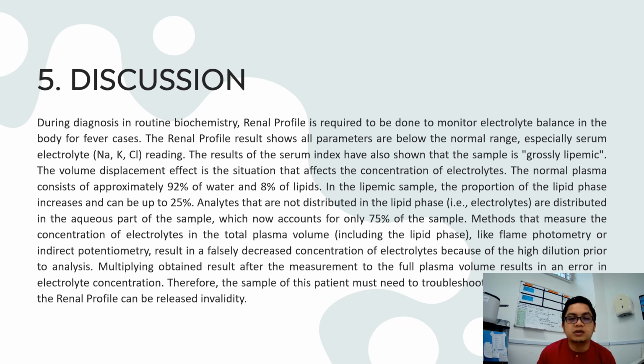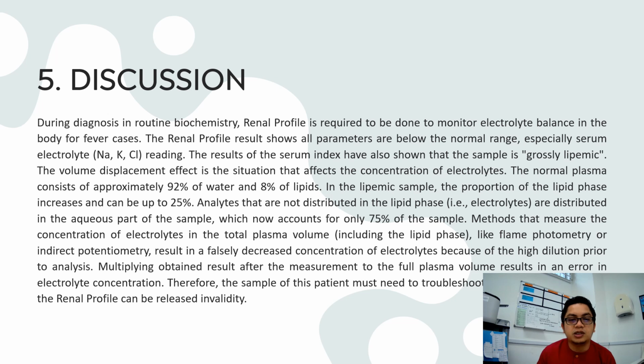The normal plasma consists of approximately 92% of water and 8% of lipid. In the lipemic sample, the proportion of the lipid phase increases and can be up to 25%. Analytes that are not distributed in the lipid phase are distributed in the aqueous part of the sample, which now accounts for only 75% of the sample.